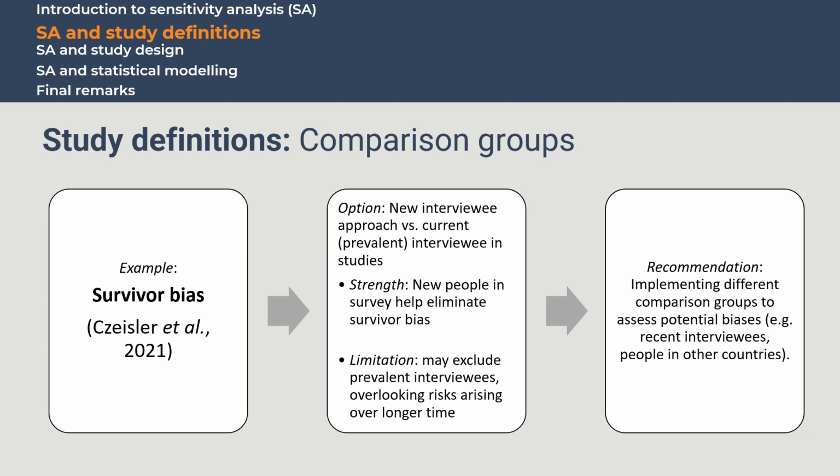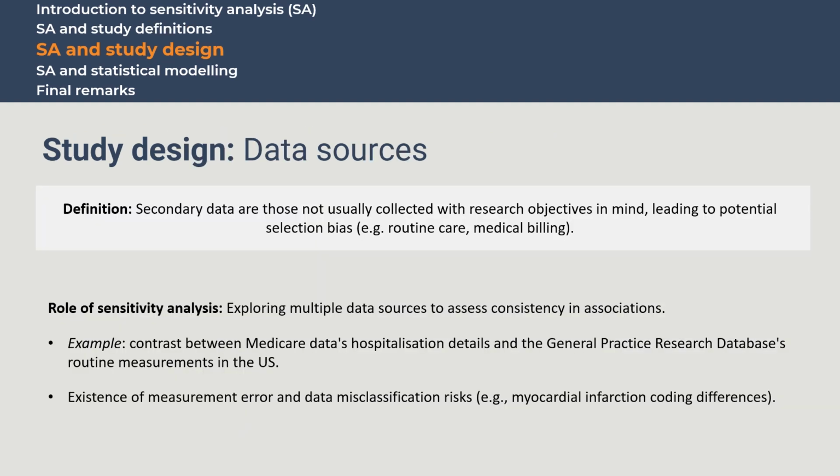Up to now, we have emphasized the study definition dimension, but Joseph Delaney and John Seeger in 2013 suggested to consider sensitivity analysis for additional aspects related to the study design, specifically to secondary data sources. Secondary data are those that are not usually collected with research objectives in mind, leading to potential selection bias. So here the role of sensitivity analysis is to assess consistency in associations by exploring multiple data sources.